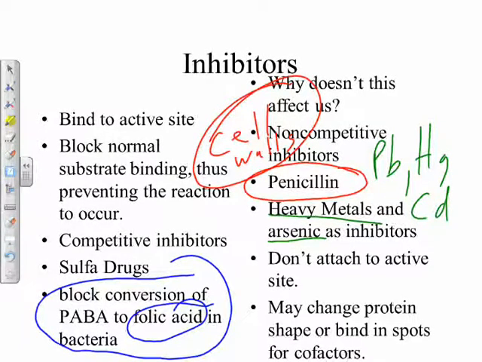One other thing to know about these non-competitive inhibitors. They don't bind to the active site, but they may bind to some other place. Sometimes they'll bind to the spot where the cofactor or the coenzyme is supposed to be. Or they may bind somewhere else. But the key thing about non-competitive inhibitors, they don't bind to the active site, but the net effect is the same. When they're there, the enzyme doesn't work. It's inhibited.